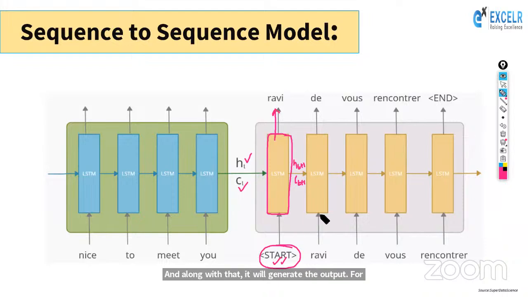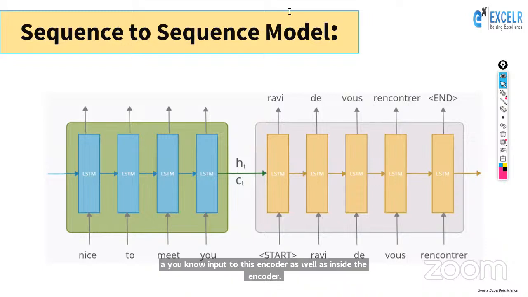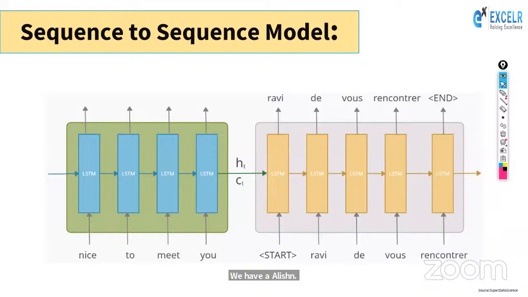For the second LSTM cell in the decoder, what are the three inputs? One is HT plus 1, second is CT plus 1, and the third is whatever output is generated by the first LSTM cell. That output is the input to this second LSTM cell. In that way, we have an input to the encoder, as well as inside the encoder decoder, we have LSTM cells. Is that clear now? Great.